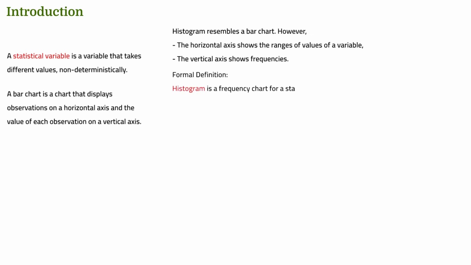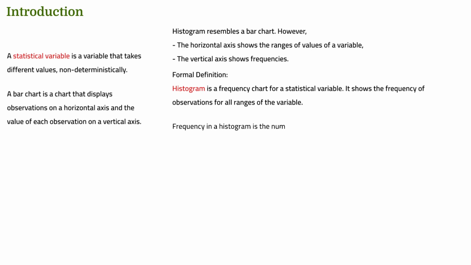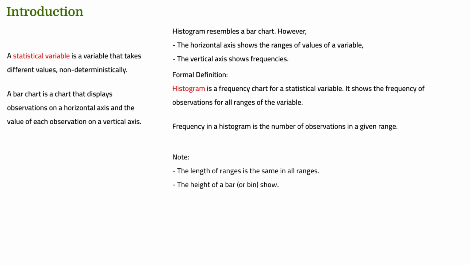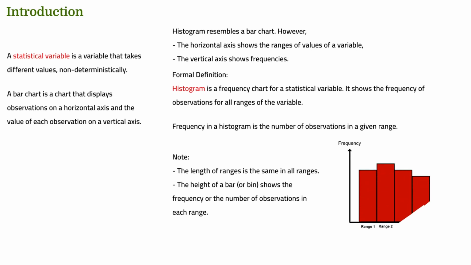Formal definition: histogram is a frequency chart for a statistical variable. It shows the frequencies of observation for all ranges of the variable. Frequency in a histogram is the number of observations in a given range. Note, the length of ranges is the same in all ranges. The height of a bin or a bar shows the frequency, or the number of observations, in each range.